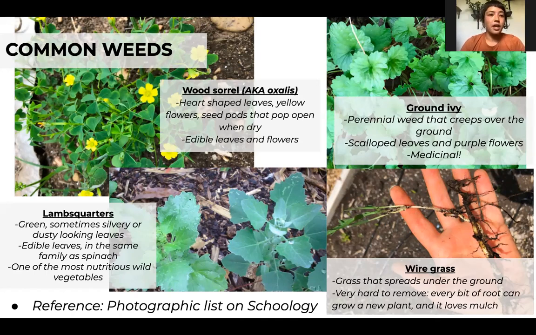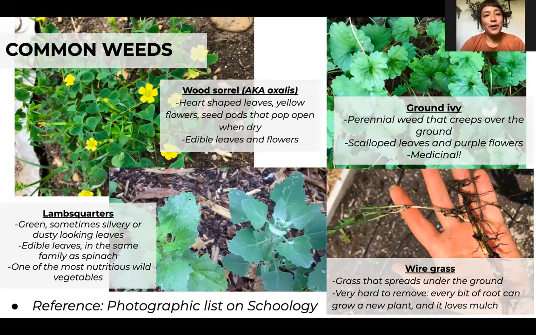Another delicious one is lamb's quarters. That's the bottom one below the wood sorrel. Also, it grows all over. You can eat them. They're great, but they will take over.